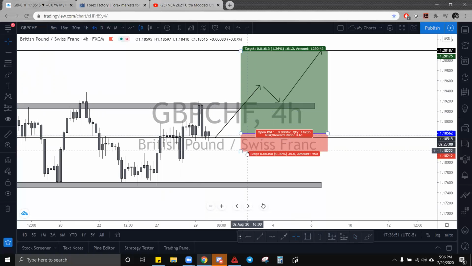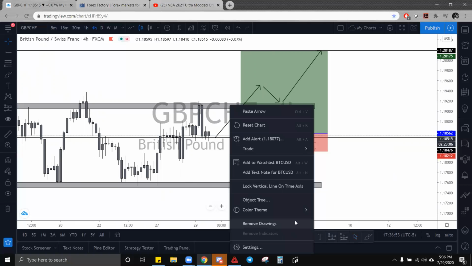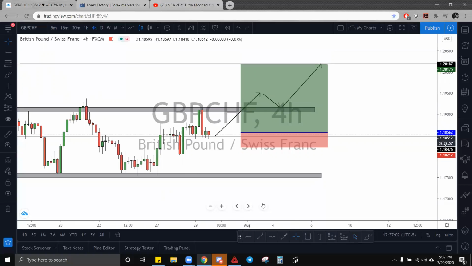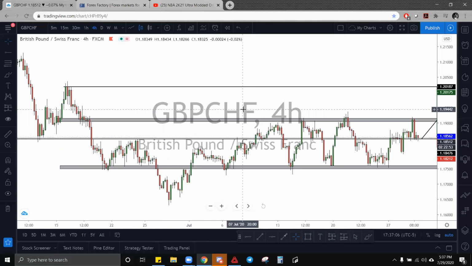If I switch to my colors, it's bullish. Bullish pin bar, or bullish inside bar, whatever you want to call it. As long as we hold this level, I see this playing out.